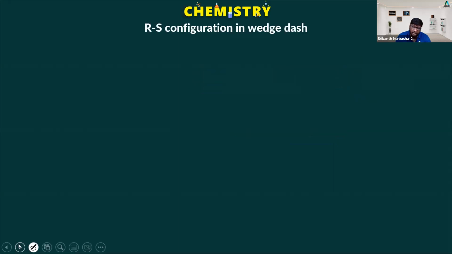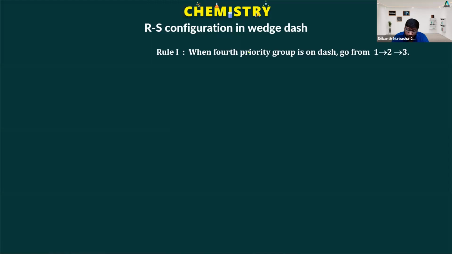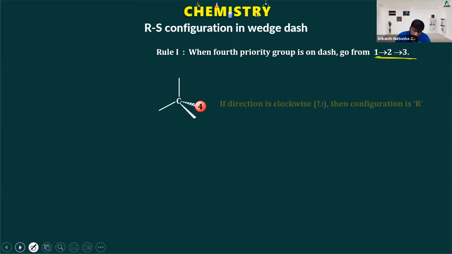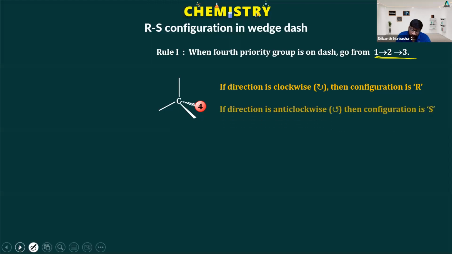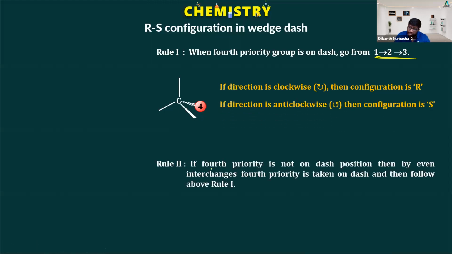And now, how to assign RS configuration in wedge dash. Rule number 1: when fourth priority group is on the dash, go from 1 to 2, 2 to 3. Fourth priority group should be on the dash. Then if you are going from 1 to 2, 2 to 3 in the clockwise direction, it means R, anti-clockwise means S. If a fourth priority group is on the dash, then assign the configuration by going from first priority to second priority to third priority. In that case, clockwise means R, anti-clockwise means S.